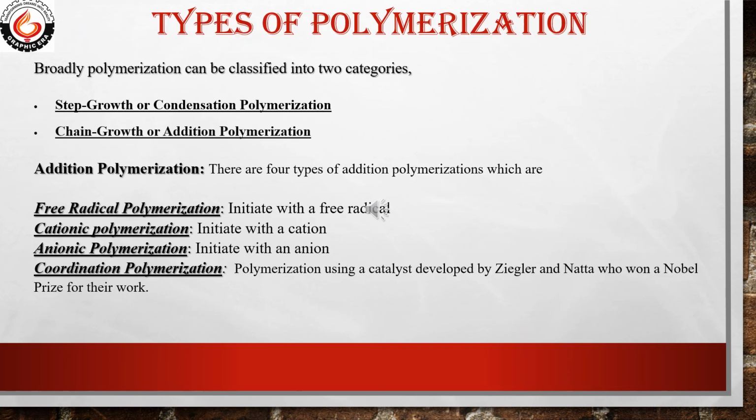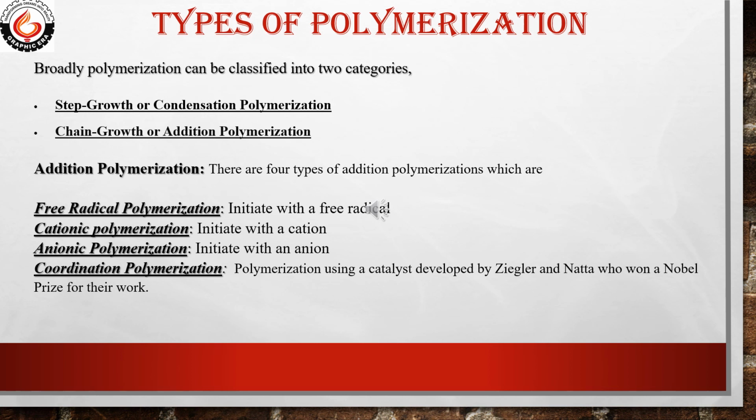Next is types of polymerization reactions. Broadly, polymerization reactions can be classified into two categories. The first one is condensation polymerization, which is also known as step growth polymerization, and the second one is addition polymerization, which is also known as chain growth polymerization. We already discussed these two types of polymerization in the classification portion.